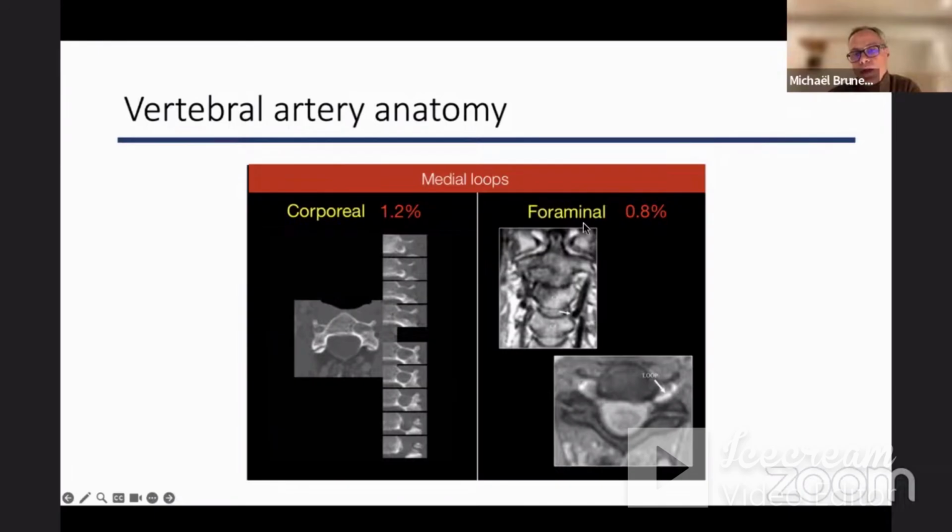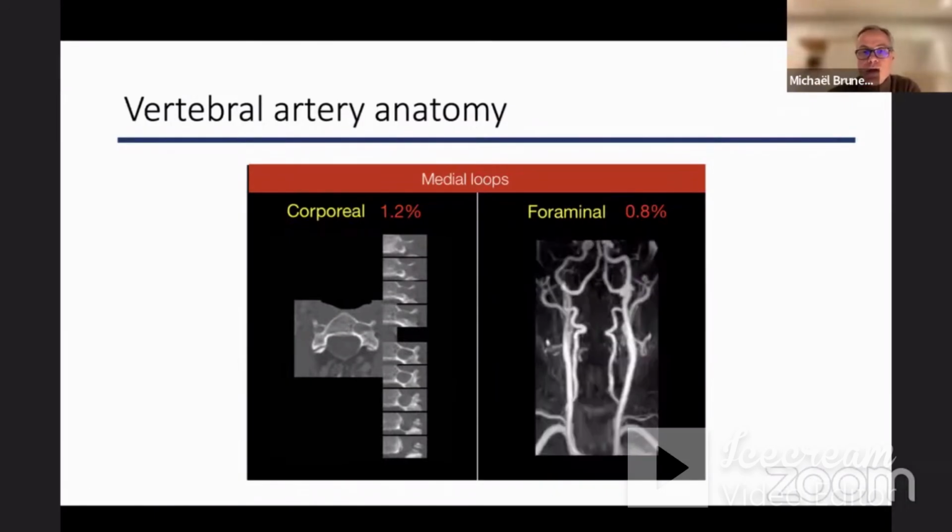This is a medial loop into the corpus. You have also a medial loop into the foramen. That is clearly visible. And in this case, if you treat a disc herniation at this level, not being aware of this loop, you can expose the patient to a complication. It can be detected on basic exams and, of course, on angio-MR with reconstructions.